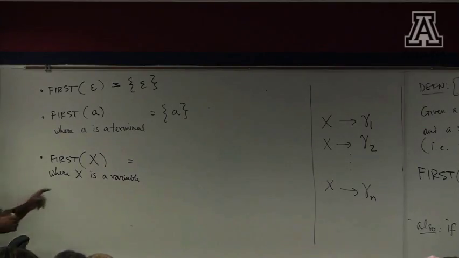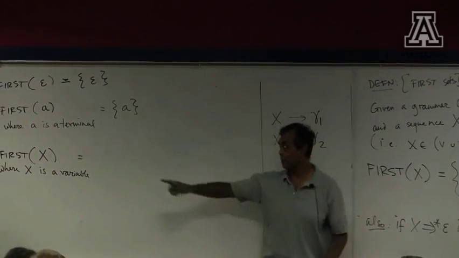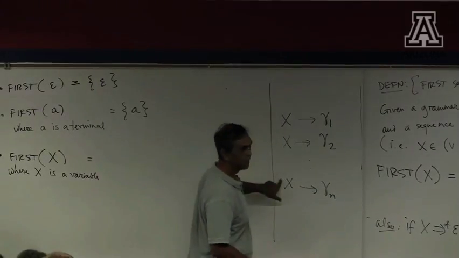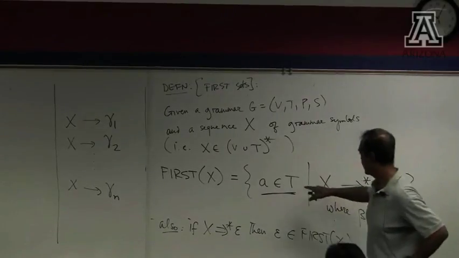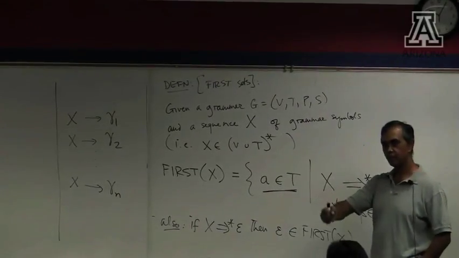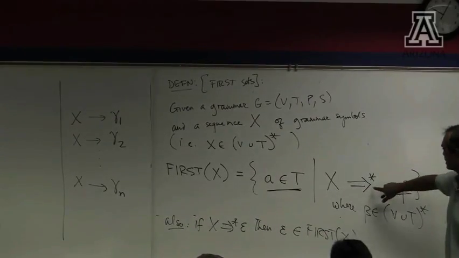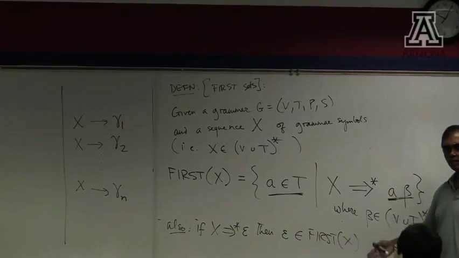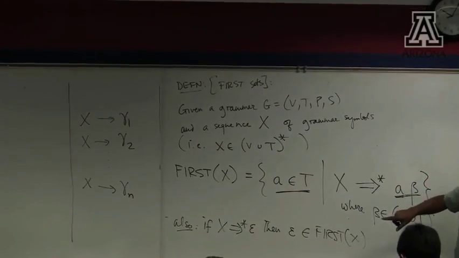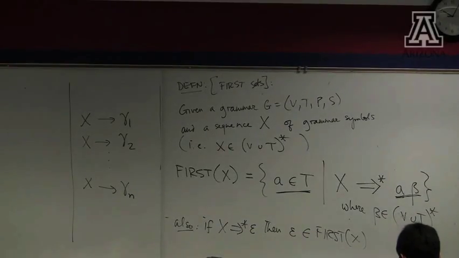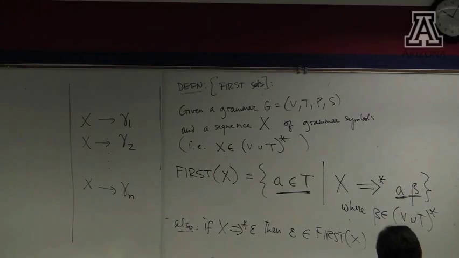Well, let's think of the definition. First of x is now a single variable with these productions. So what I want is the set of tokens I could find in the leftmost position in some derivation starting from x. Well, if I'm starting from x, what can I say about these derivations? They've got to use one of the rules for x. So what can I say about, you have those rules there.